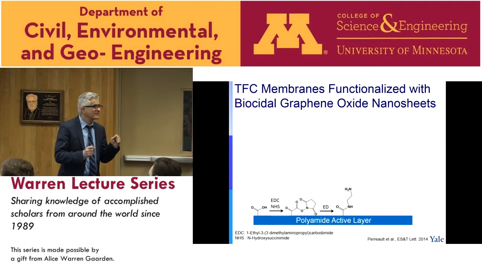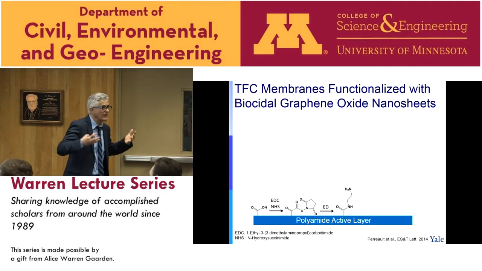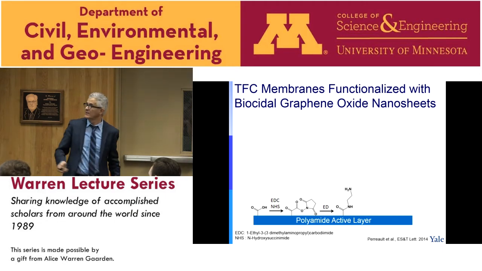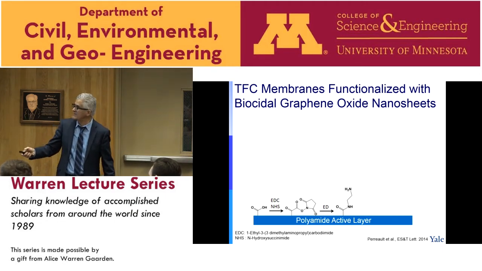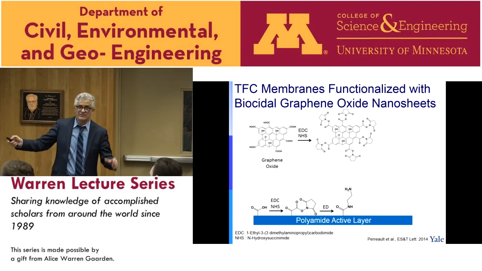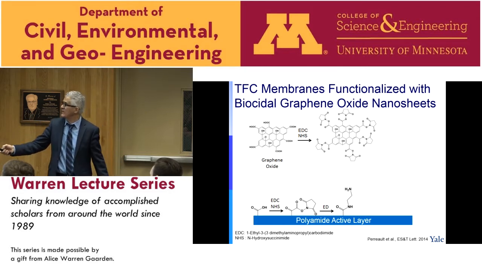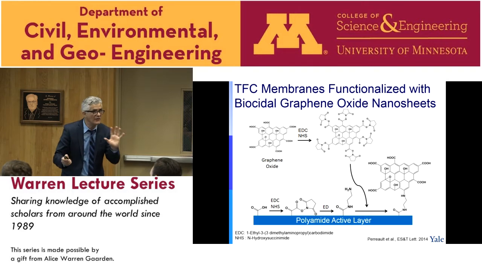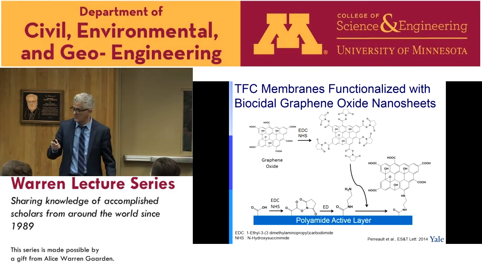The membrane has carboxyl groups, which are not good, but they are part of the interfacial polymerization. So we can activate these carboxyl groups by the well-known EDC NHS chemistry. We get a reactive ester, and we bind ethylene diamine here. We activate the graphene oxide sheets also the same way. They have carboxyl groups. We activate them, and then this reactive ester will react very, very fast, and we can get this graphene oxide covalently bound to the surface.